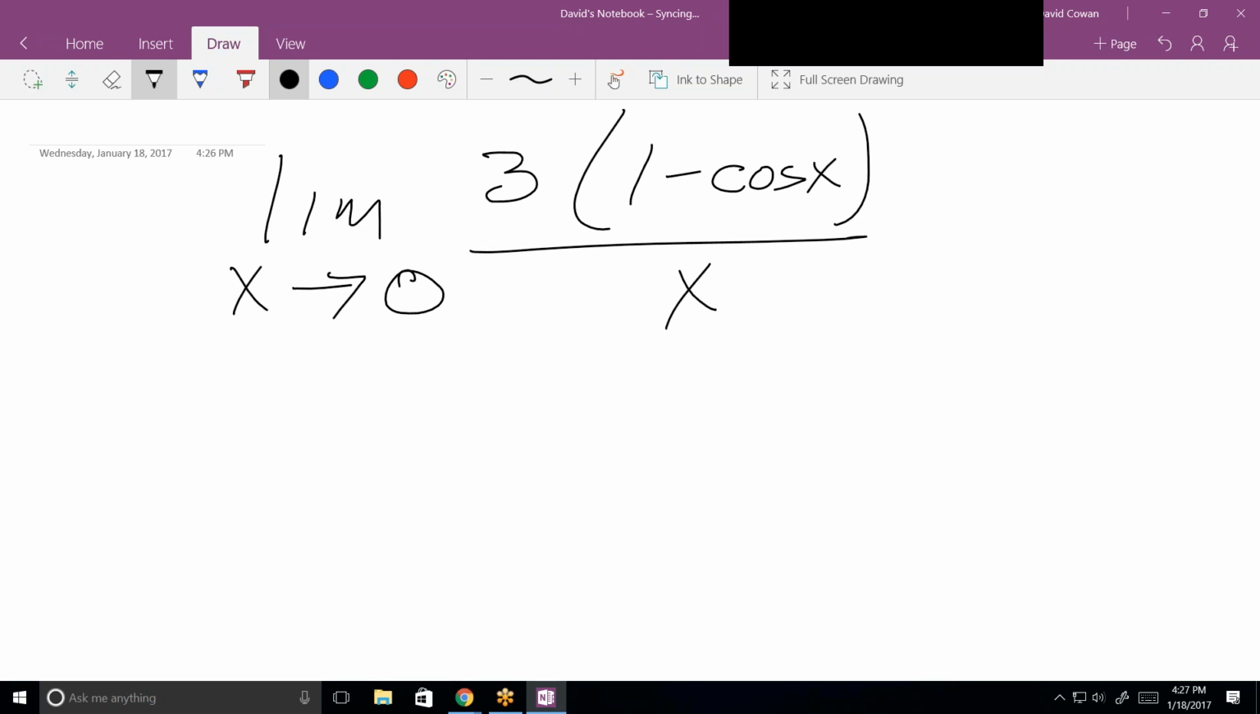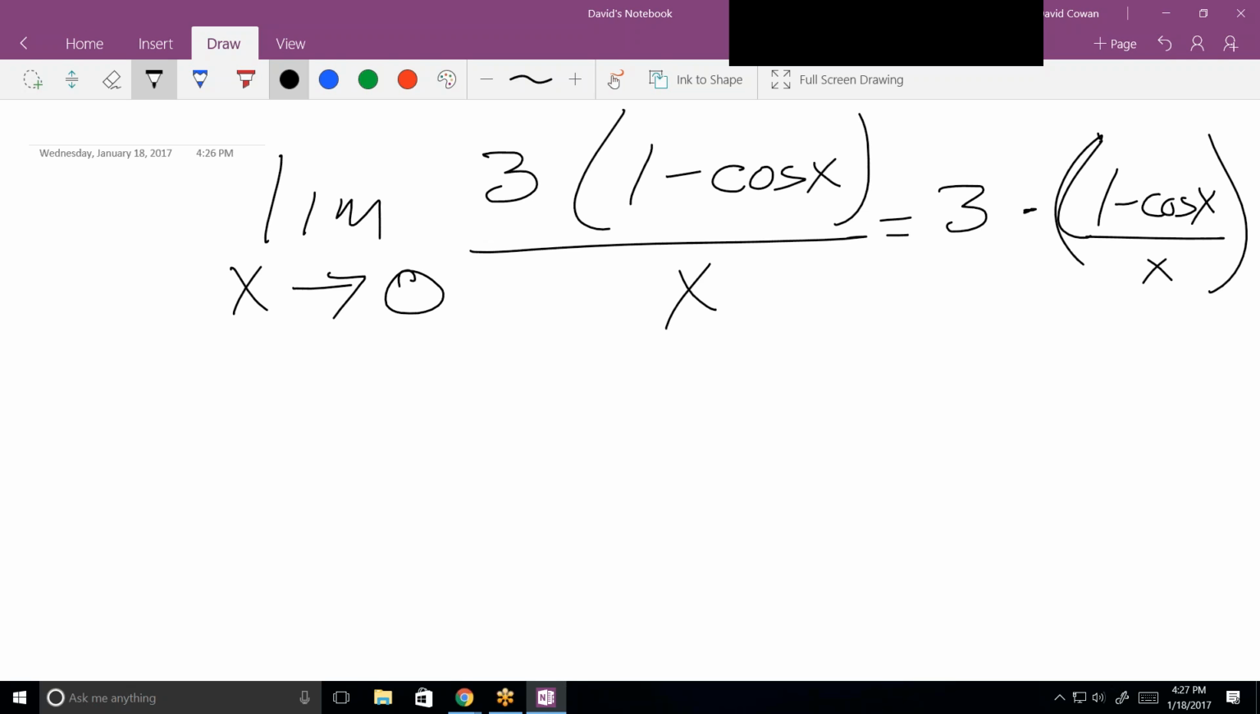Well, direct substitution gives you 0 over 0, but I can separate this. In other words, I can separate this into 3 times 1 minus cosine x over x. Right? Those are the same expressions. What's that go to? 0. So 3 times 0, that whole thing goes to 0.